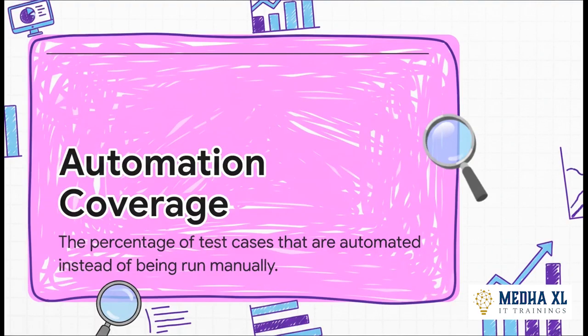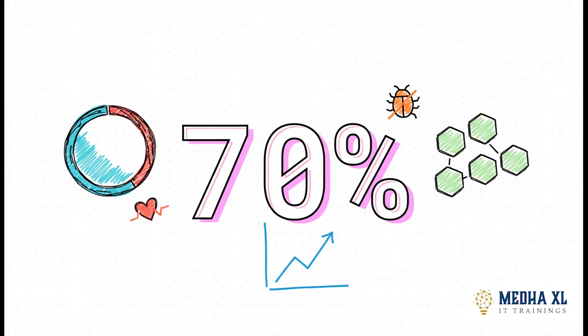All right, next, let's look at automation coverage. This one's pretty simple. It's just the percentage of your tests that are run automatically by scripts versus the ones that a person has to physically, manually check. A pretty healthy-looking dashboard might show a number like this: 70% automation coverage.